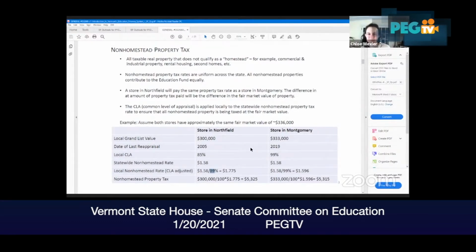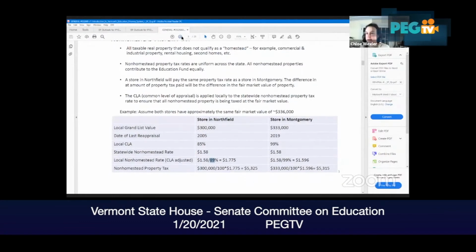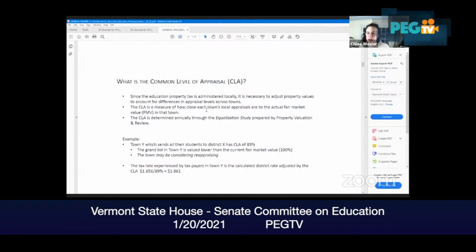Great. Okay. So now we're going to move on to the homestead tax. This is a slide detailing the common level of appraisal, but by going through that example, I think we've also touched on this already.